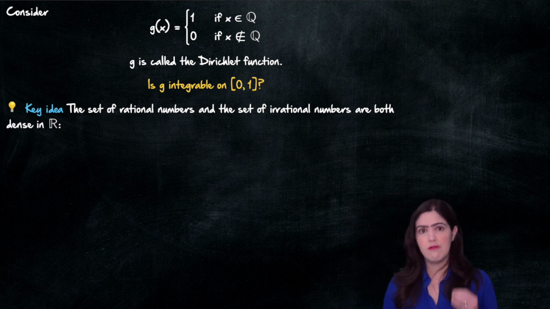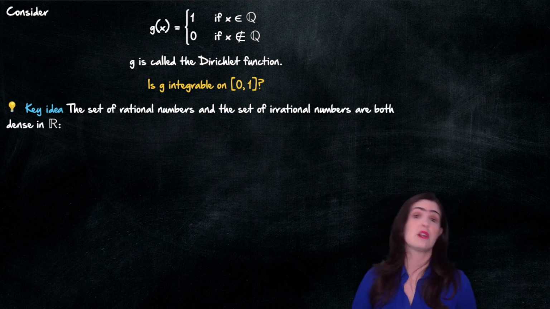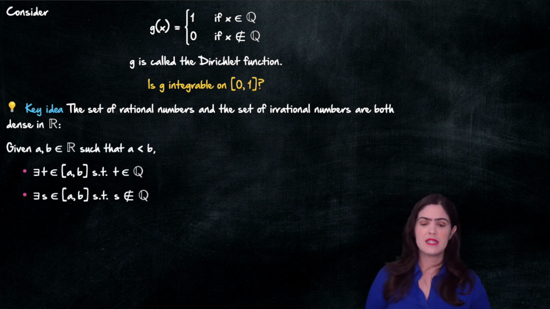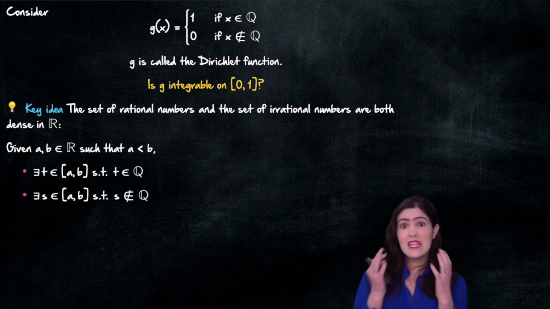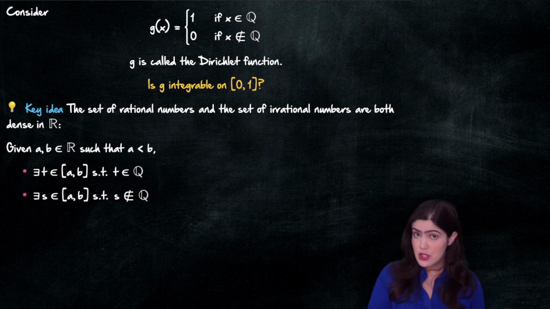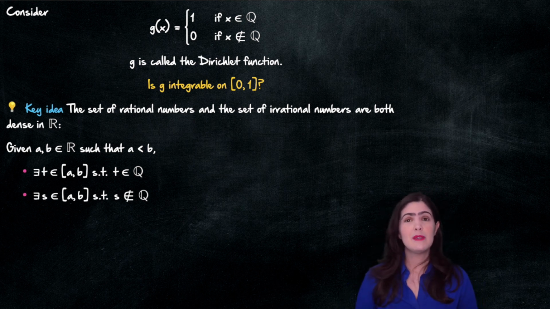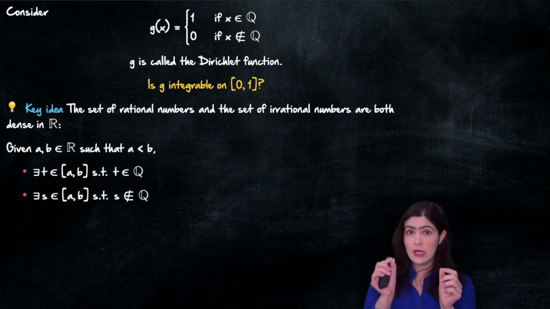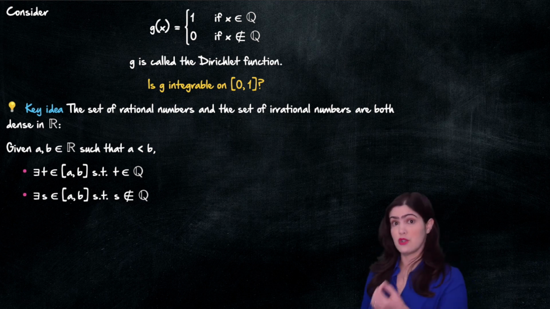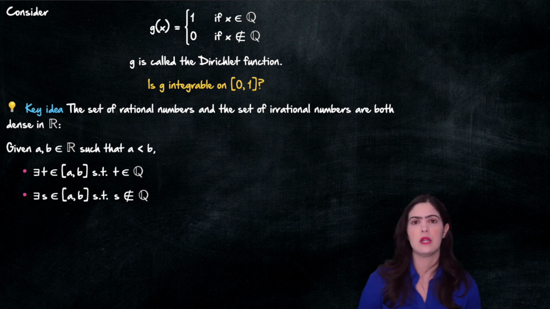And the key idea here is that the set of rational numbers is dense in R and that the set of irrational numbers is also dense in R. And I'm going to write here what it means. If I have that A is strictly less than B, so I can form an interval AB, in that interval, I can always find a rational number, but I can also always find an irrational number. That is because when we say that the rational numbers are dense, what it means is that in between any two real numbers, I can always find a rational number, and the same thing for the irrationals. In between any two real numbers, I can find an irrational number.